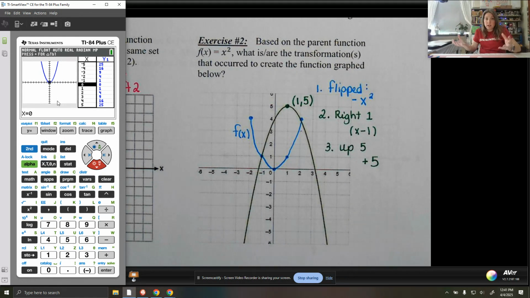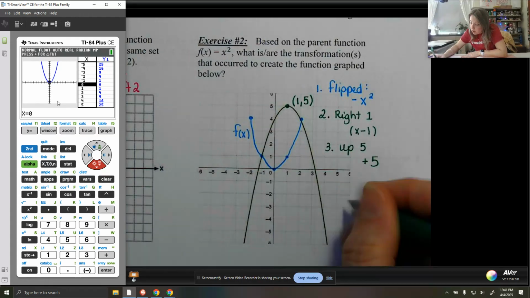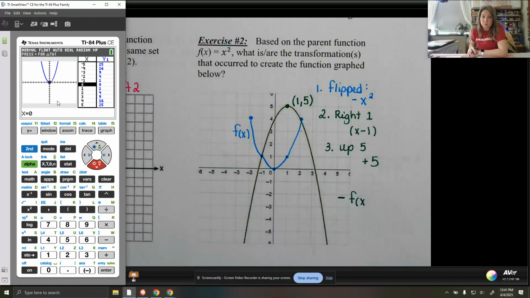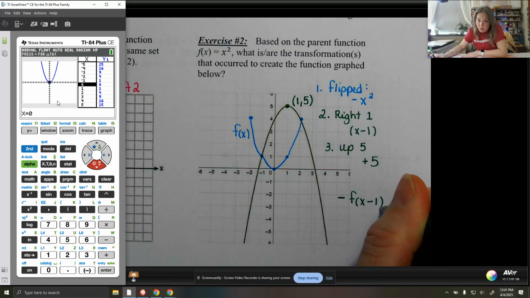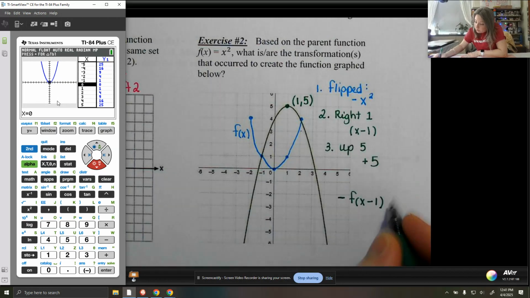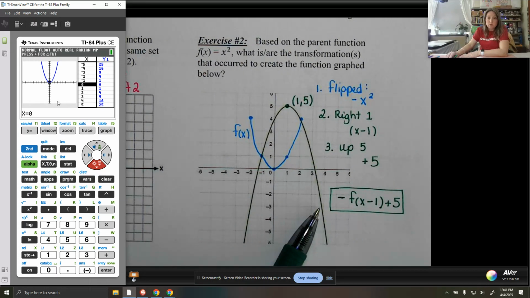So let's put all that together in function notation. If f of x was my original function notation, I have taken f of x and I've put a multiplying by negative 1 in the very front. So a negative in the front. I need to subtract 1 inside the parentheses, and I need to add 5 outside of the parentheses, and this is the notation of my new function. Okay, so these are the changes that were made to make this new function.